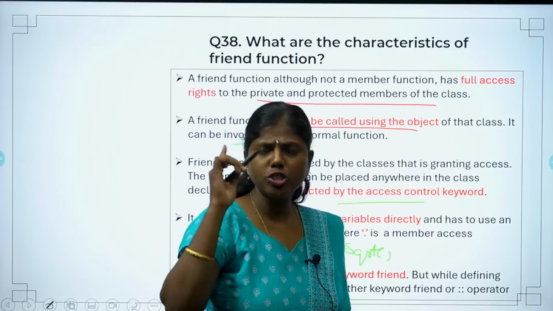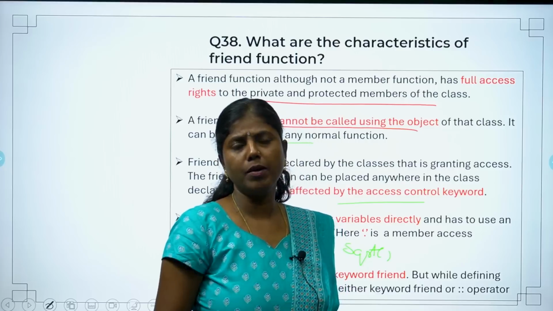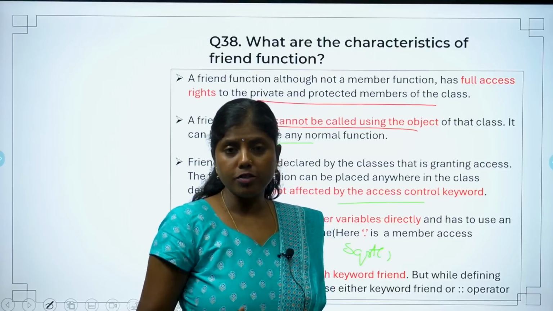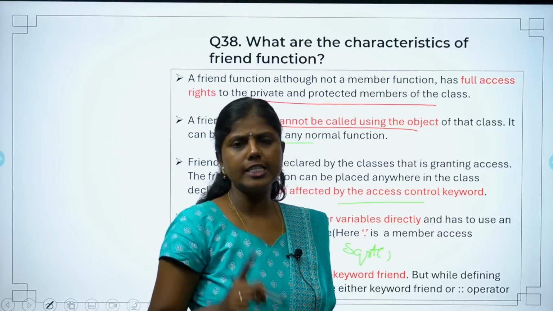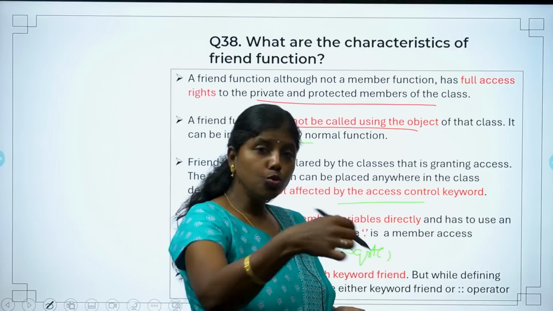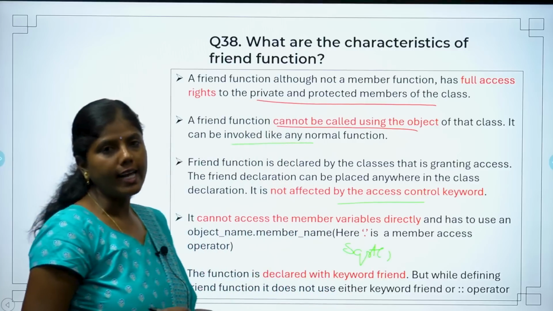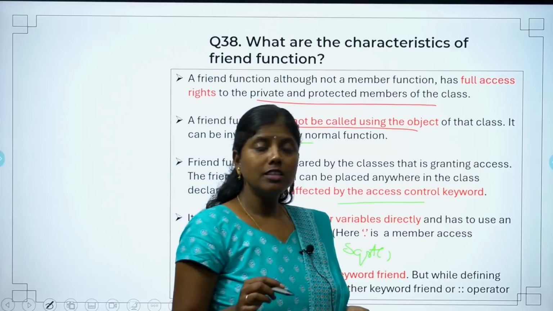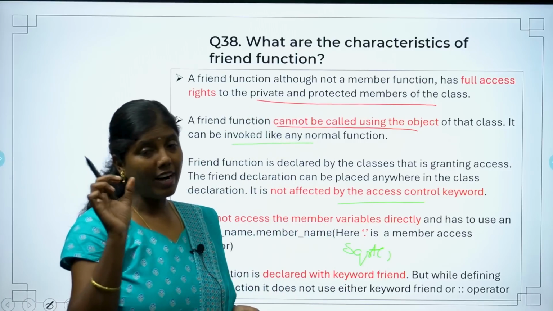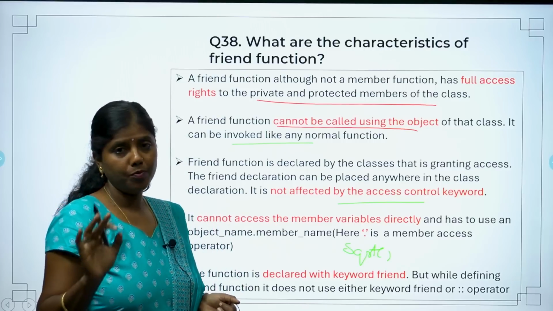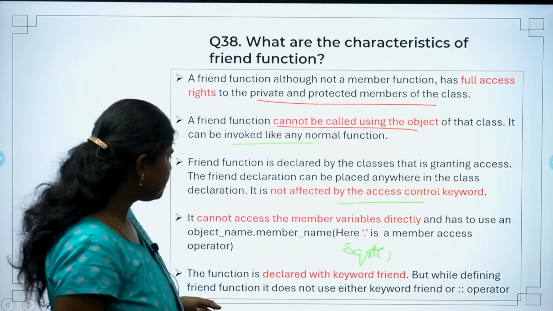Remember, a friend function always takes an argument of type class, because it cannot access members directly; through an object only it can access. There is a friend keyword, no? That will be used for the declaration, not for the definition.